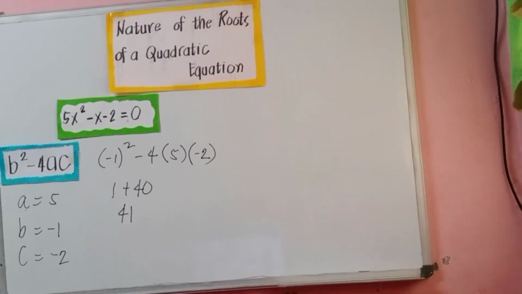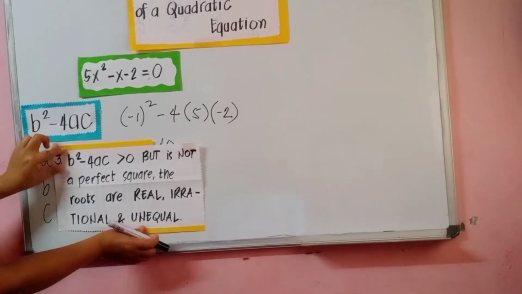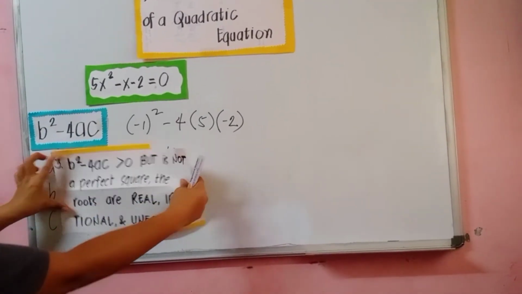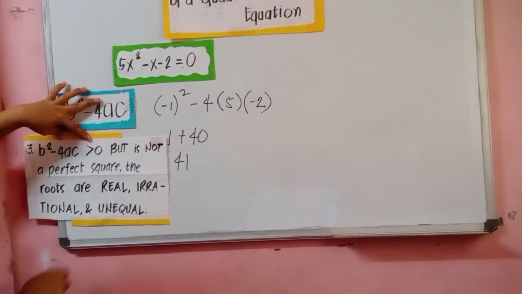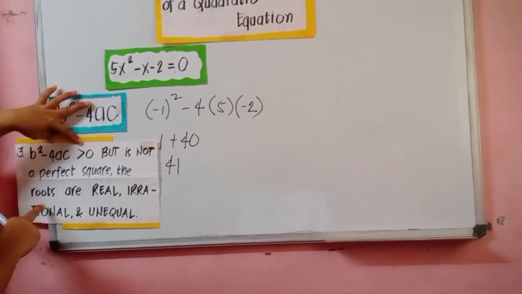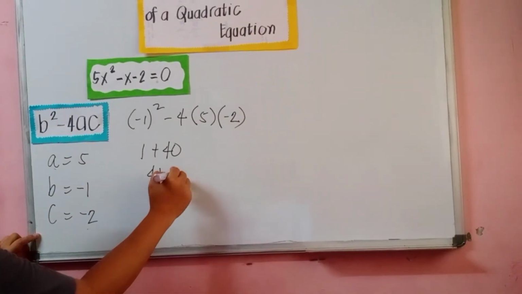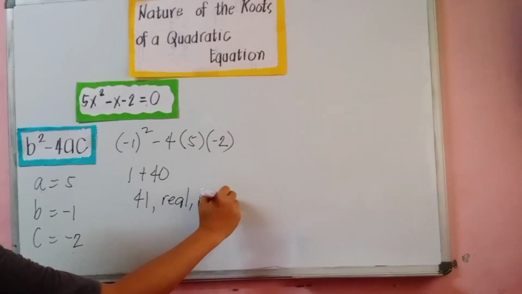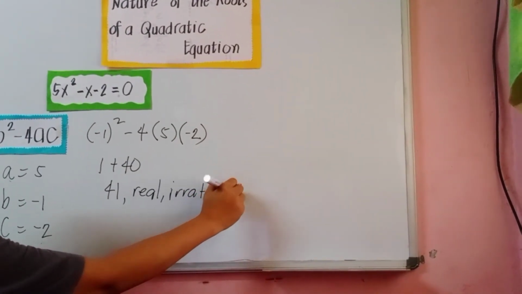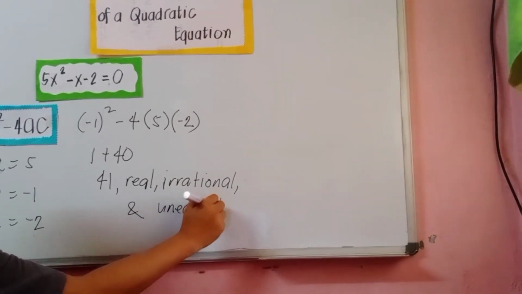This discriminant value falls under number 3. b squared minus 4ac is greater than 0 because that is positive, but it's not a perfect square. So 41 is not a perfect square. Therefore, the roots are real, irrational, and unequal. So we're going to write here real, irrational, and unequal.